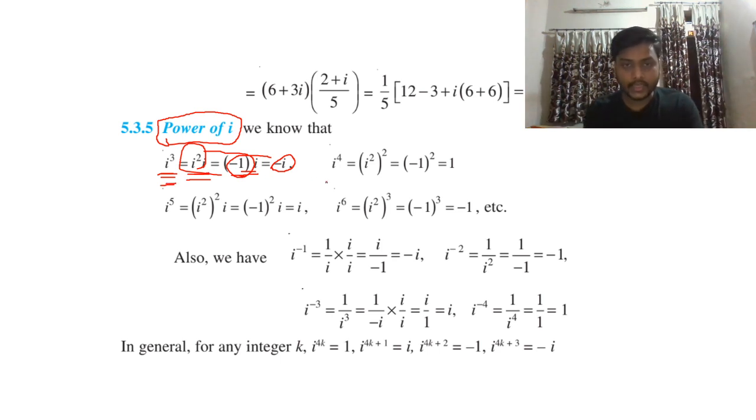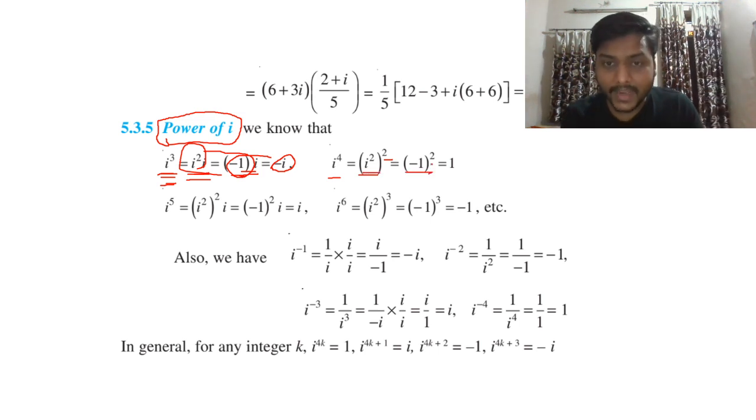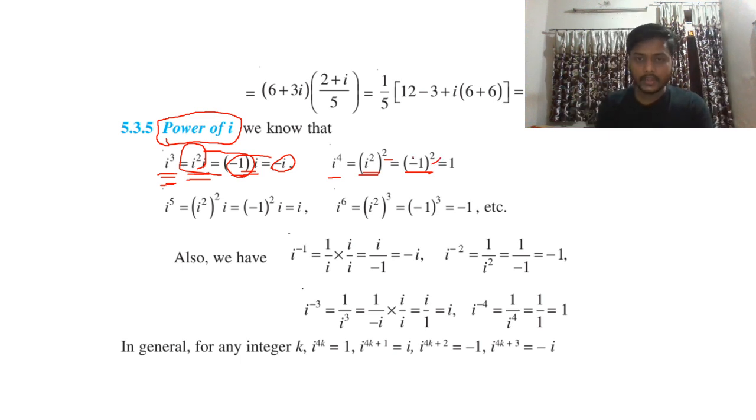If I need to find out iota to the power 4, that will be iota square whole square. Now iota to the power 2 is -1. So basically we have (-1) square, isn't it? And (-1) square can be written as 1. So here we have something to deduce, and that is i to the power 4 is going to be 1.